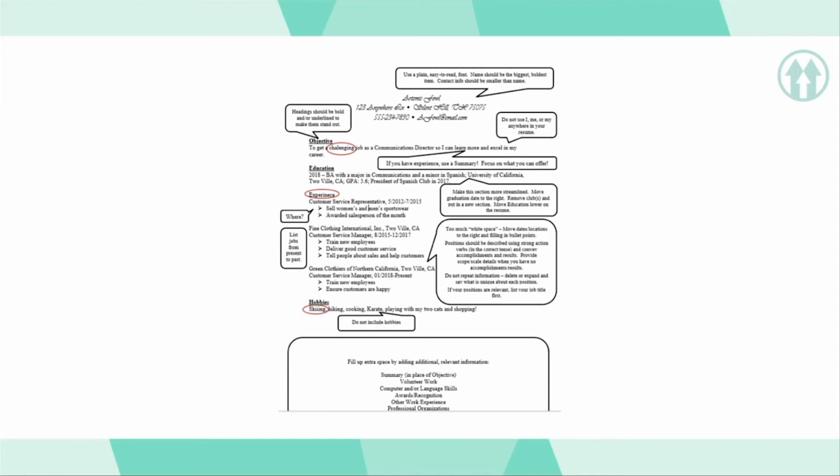For the objective statement, it says heading should be bold. Yep. Underline to make them stand out. Yes. Use plain text. You see how the heading was different than the body, but it was kind of hard to read, so make it easier for the recruiter to read. Do not use I. That's the personal pronoun, so you can't use I in your resume. That's a common mistake. If you have experience, use a summary. Focus on what you can offer. Instead of telling them, hey, I'm looking for a communication director, I want to focus more on my skills. And then make this section streamlined.